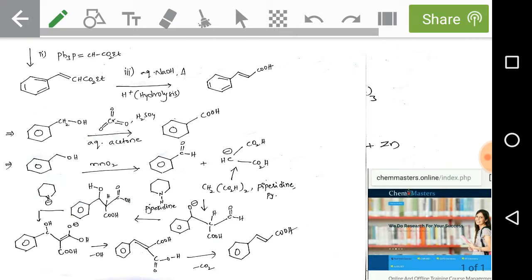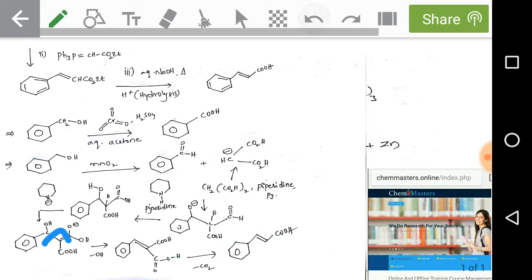After donating its proton, it acts as a base, and it can abstract a proton from that central carbon in between the two carbonyl groups. Just observe it clearly. Now there is a formation of an enolate type intermediate, and then further the negative charge on oxygen goes into the carbon, the double bond forms here, and OH minus cleaves from it. Then we can get another intermediate here, then there is the possibility to cleave CO2, and CO2 cleaves here, and we can get cinnamic acid.